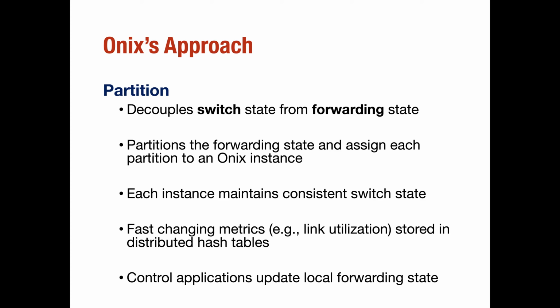the metrics that are relatively long lived, such as the control programs themselves, are pushed to a different storage, which provides a bit more consistency guarantees, right? So think of Cassandra or systems like that. They are used for the metrics that are not changing rapidly. And control applications are updating the local forwarding state, right? So the control applications are the ones updating the local forwarding state, and then that forwarding state information is pushed down to the local elements by this instance of Onyx. Okay.